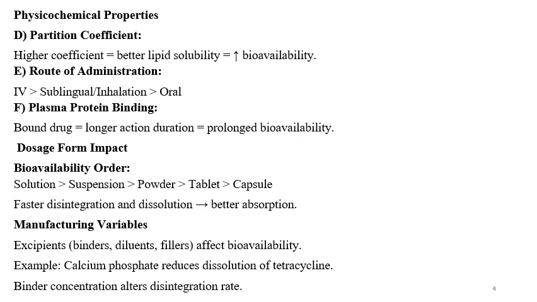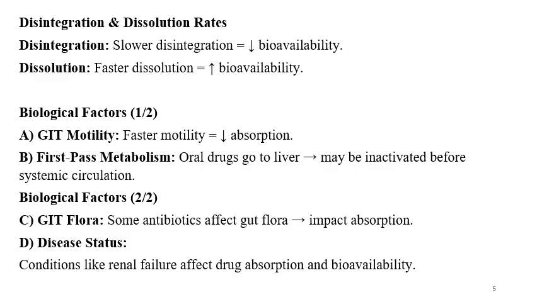For example, calcium phosphate reduces the dissolution of tetracycline, because it is generally known that tetracycline binds to calcium ions and leads to lower absorption. Also, binder concentration alters the disintegration time and dissolution rate, that's why it affects the bioavailability. Slower disintegration will lead to lower bioavailability, and if dissolution is faster, it will give you higher bioavailability.